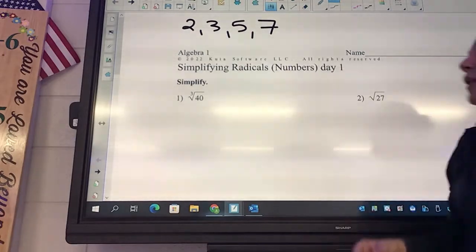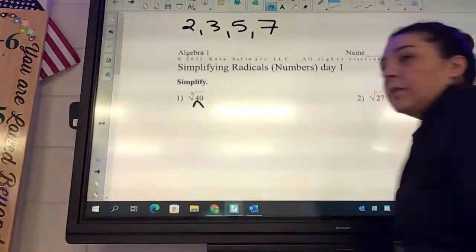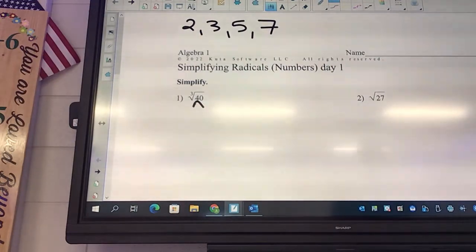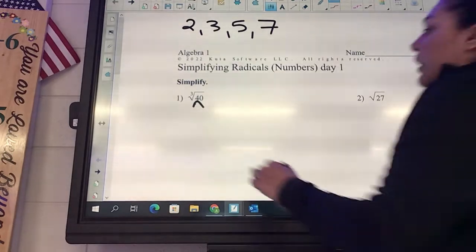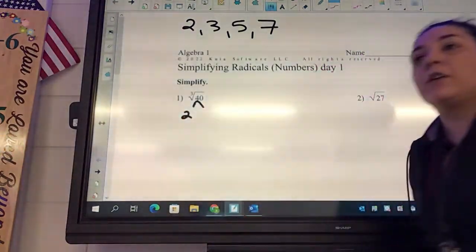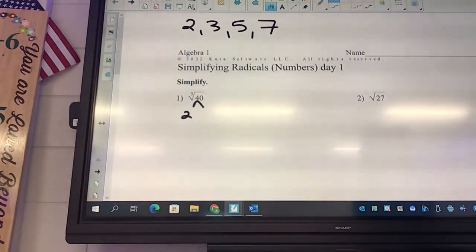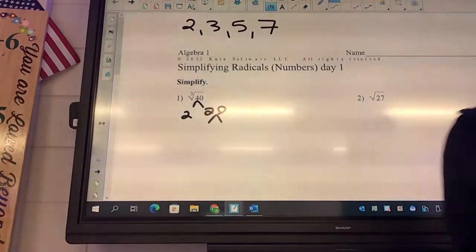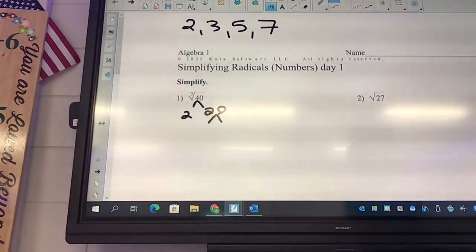Okay, so what are some factors of 40? Well, you're always going to start with a 2, and I'm going to show you how to do it on your calculator. So you can say 40 divided by 2. If you get a whole number, then that means it works. What are you going to get? 20. Okay, 2 cannot go any further, but 20 can.